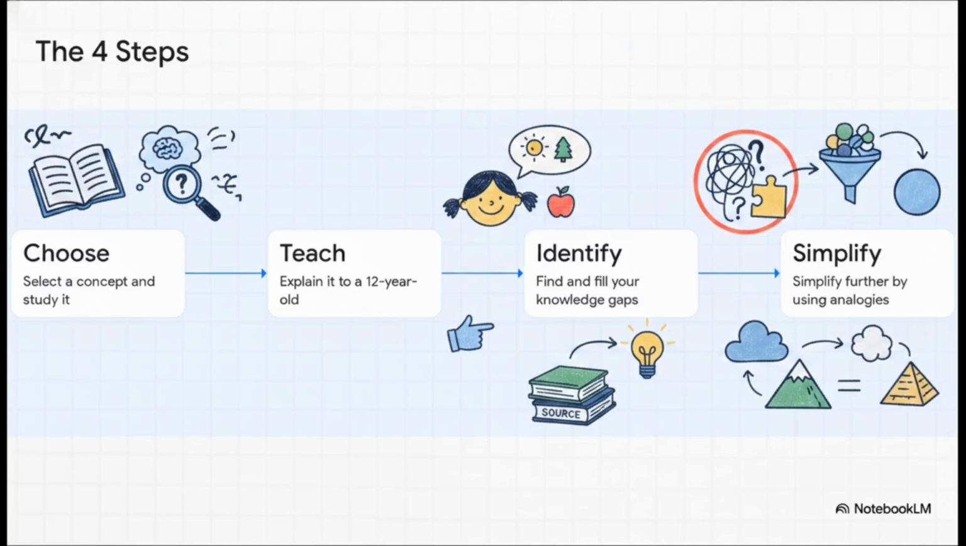And what's super interesting here is that writing things down in Step 2 ruthlessly reveals your mistakes. You're going to stumble, you'll find yourself desperately wanting to use industry jargon, but those exact stumbles lead you right into Step 3. Identify and fill knowledge gaps. You have to go back to the source material and figure out what you missed. And finally, Step 4, simplify and use analogies. You take that newly refined understanding and distill it even further.